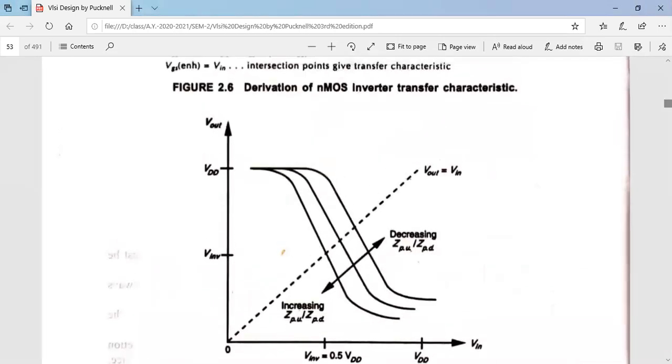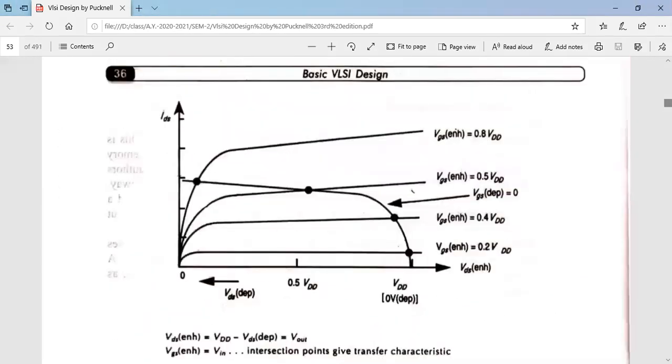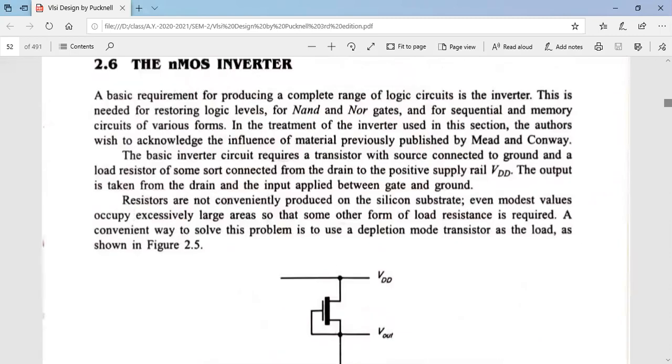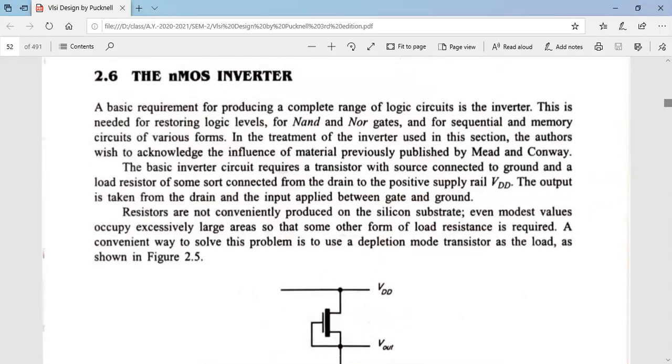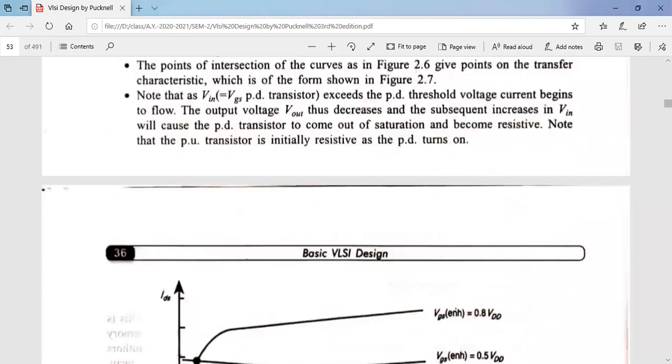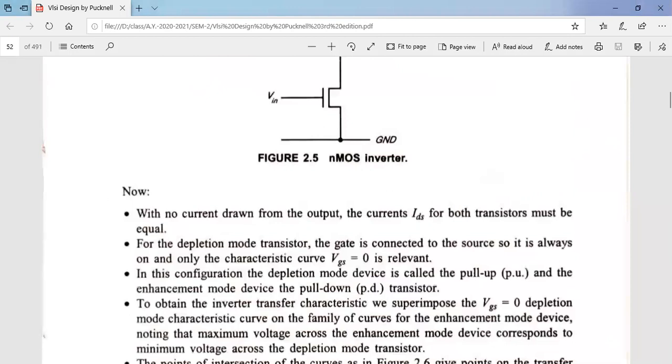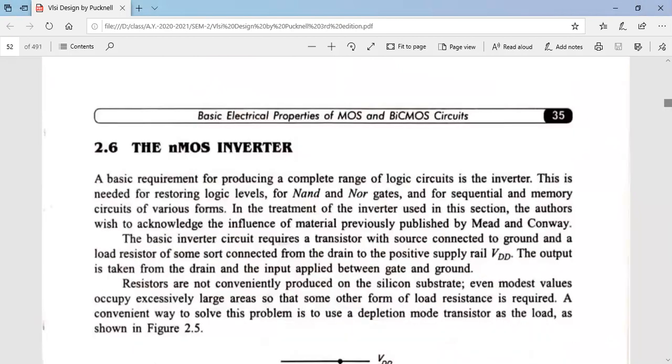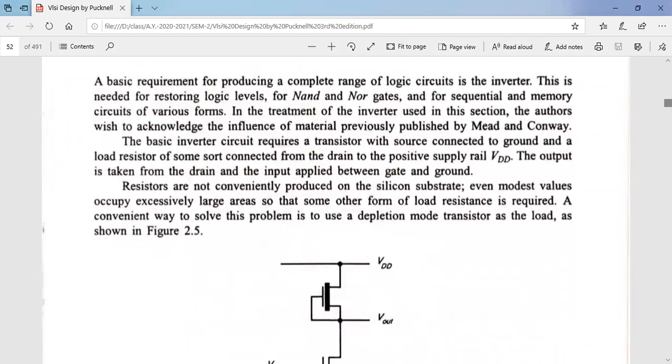How can we write the OR gate also? So after that, we have to discuss the NMOS inverters. NMOS inverter. You can see the basic requirement for producing a complete range of logic circuits is starting with the inverter.